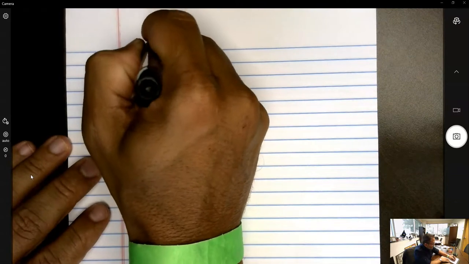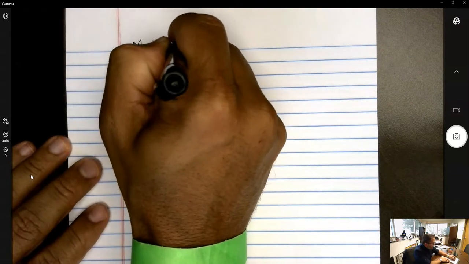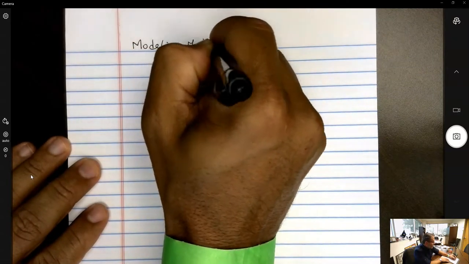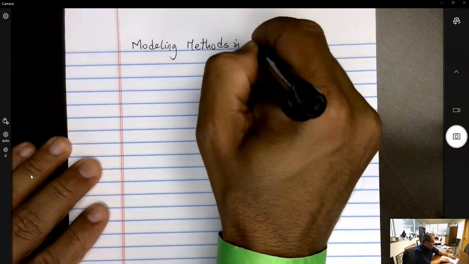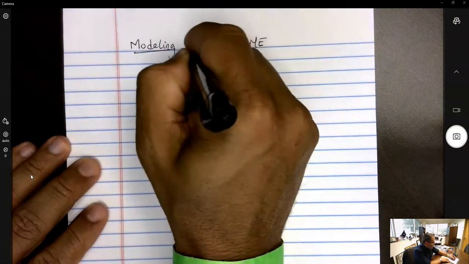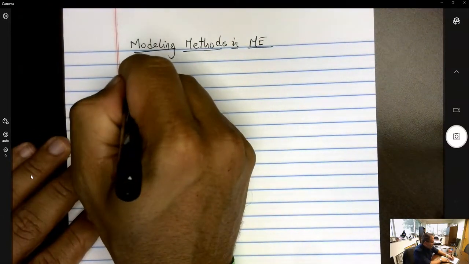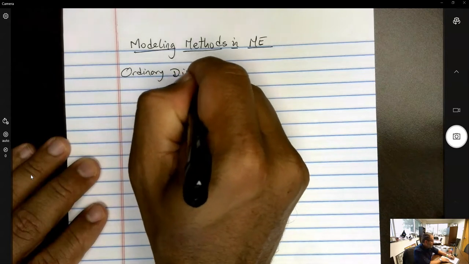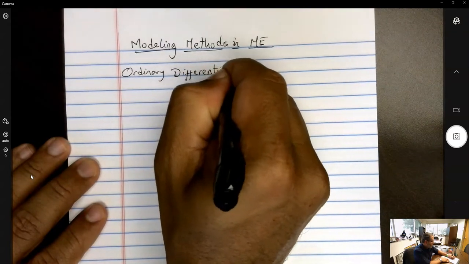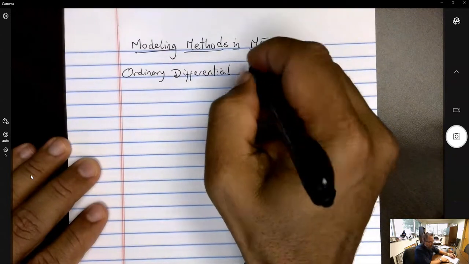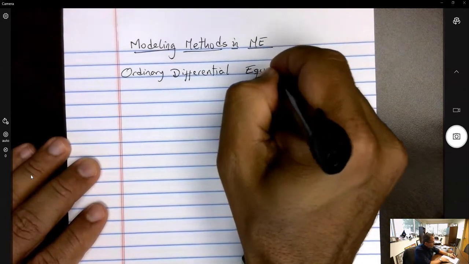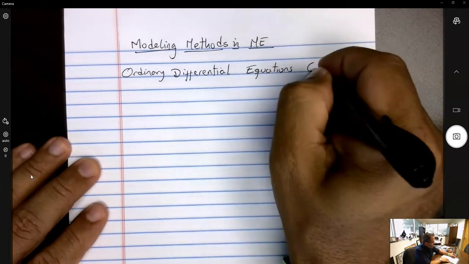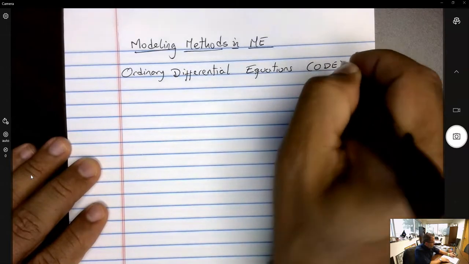Now, the first thing we want to do, just take here, modeling methods in ME. And let's talk about ordinary differential equations. And we always use the acronym ODE for these.